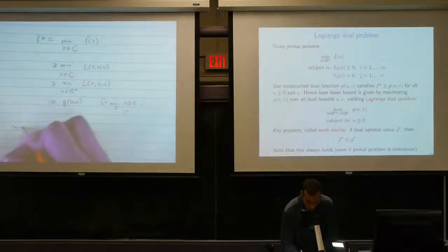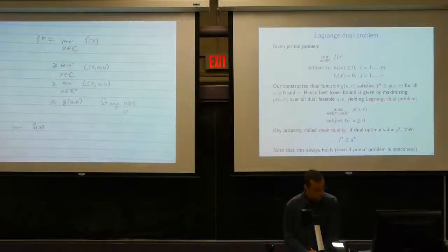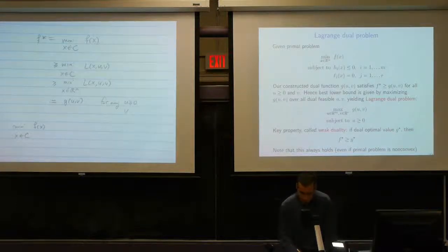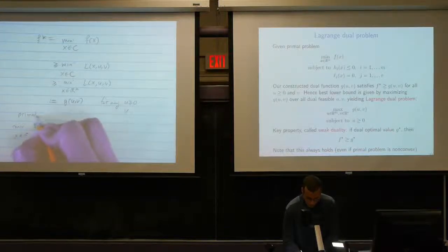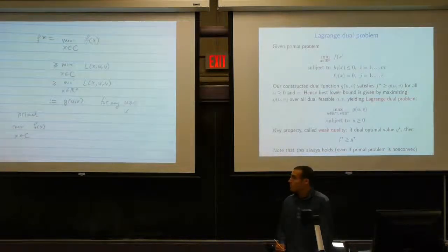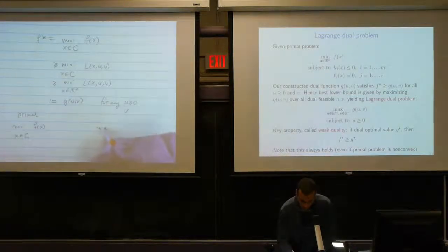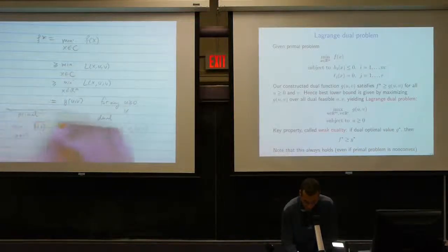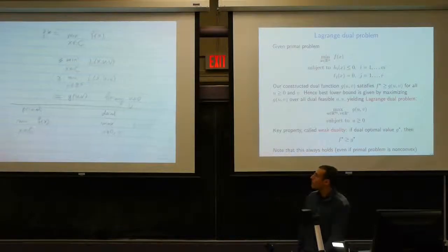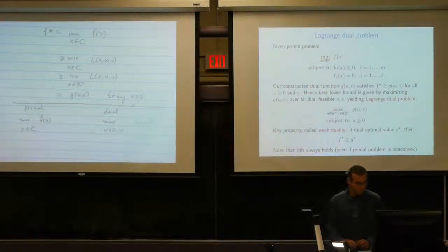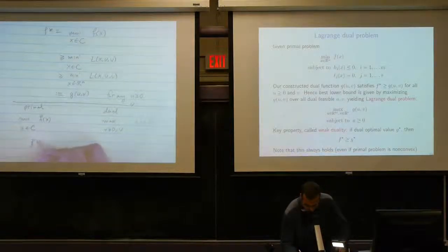So we have minimize f of x subject to, I'll just condense the constraints as x in C. That's the primal. We know that this value is lower bounded by g(u,v). So we'll just maximize g(u,v) over all u that's bigger than or equal to 0 and all v, and we'll call this the dual problem. Okay, so the optimal value here is f star. The optimal value here, we'll call it g star.